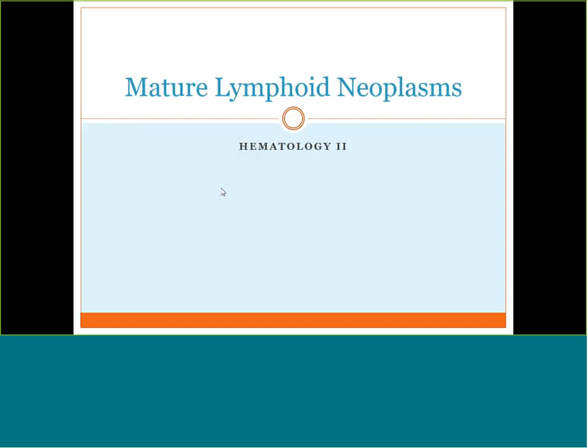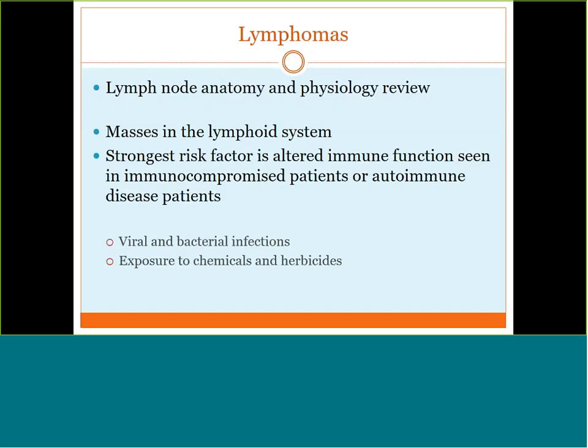Now let's go to lymphomas, otherwise known as mature lymphoid neoplasms. It's just fancy words for lymphoma. So again, a lymphoma is occurring in the lymph system. It's masses in the lymph system. Leukemia, remember, originates in the bone marrow.